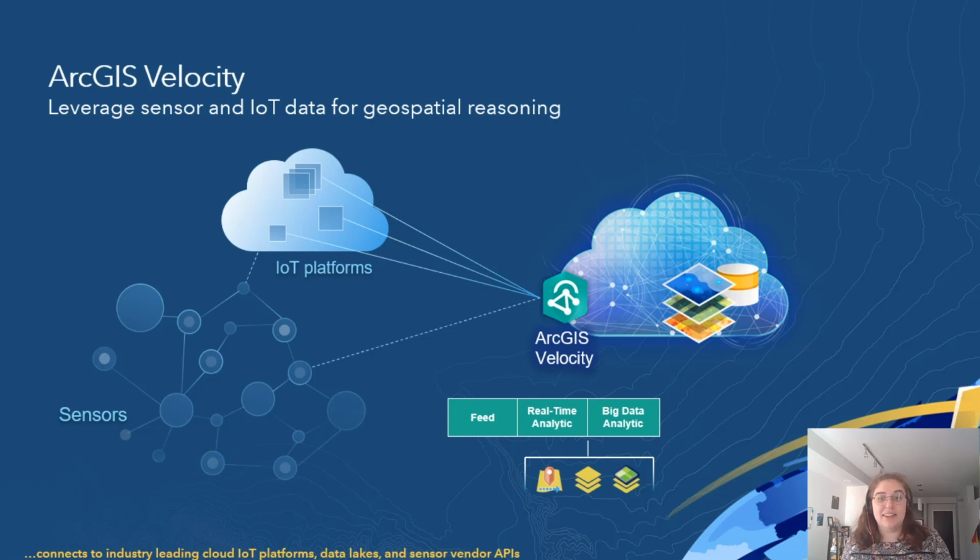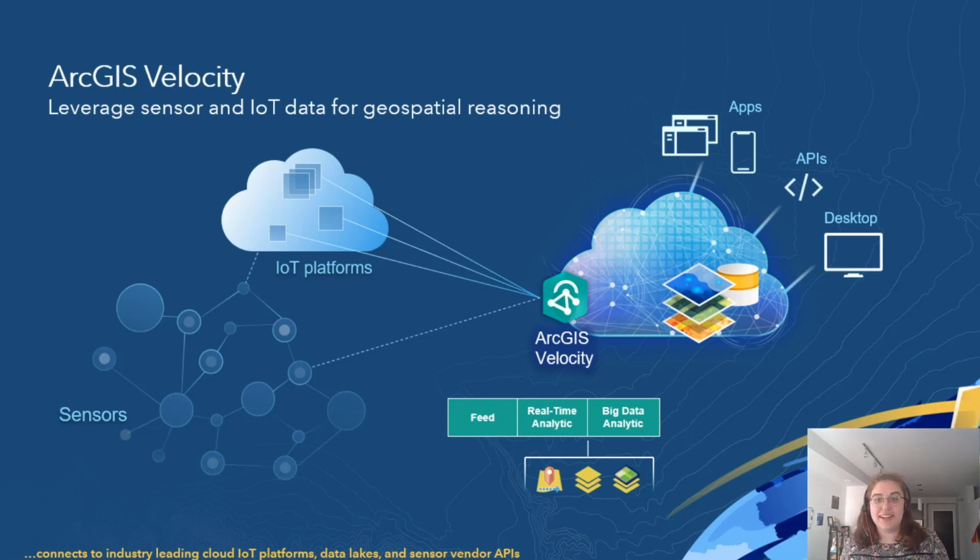These analytics can then produce feature layers, stream layers, and map image layers to be used throughout the ArcGIS platform, as well as in APIs or desktop applications to provide additional context and situational awareness.